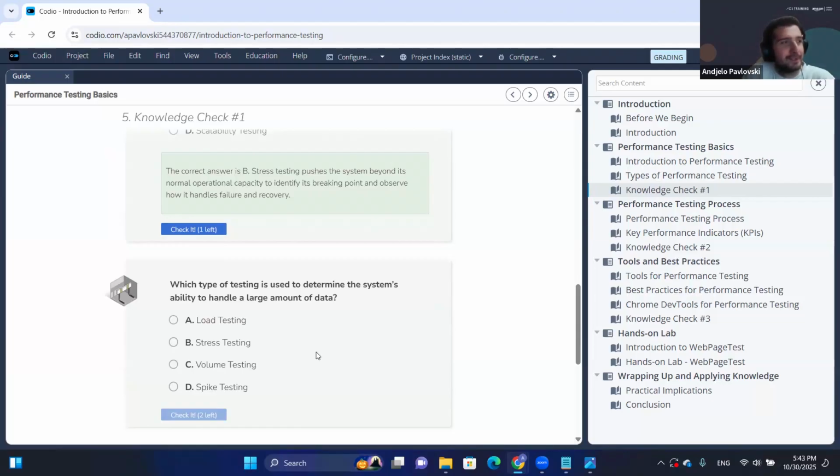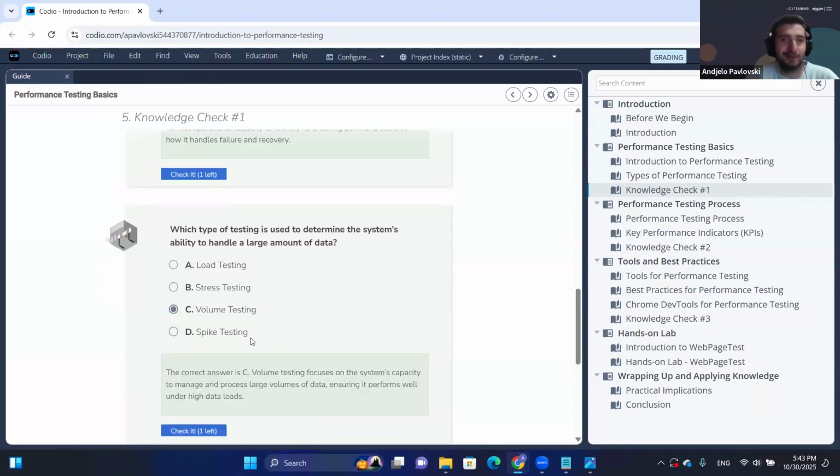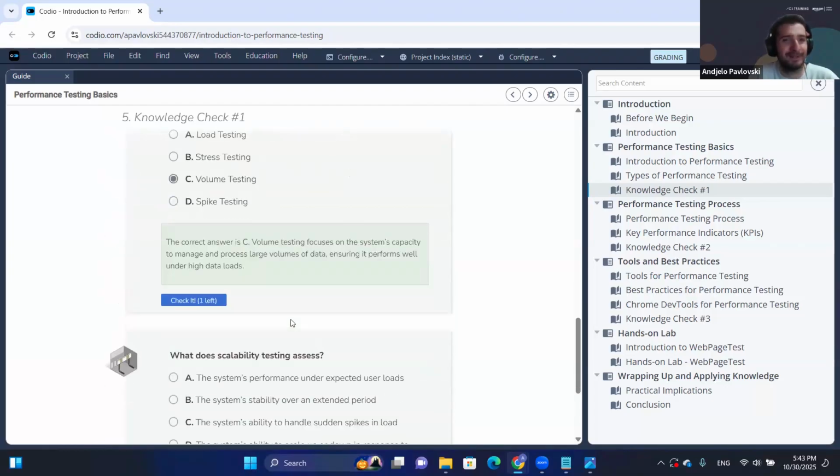I'll wait because I see some people are writing in the chat. Again, I see C, a unison answer once again. All right, I'm gonna select C right now. Let's check if it's correct. And it is. So when we're targeting databases, volume testing is how much the database, or the system rather, can handle in terms of data upload and exchange. So very well done to everyone.